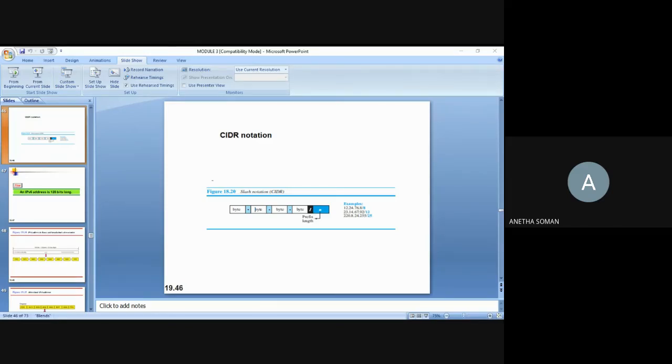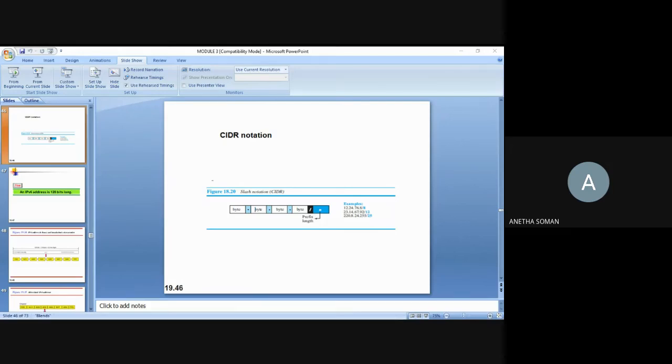After that, you saw the importance of blocks. How many blocks does each class consist of? What is the total number of addresses available in each class? Now, what is the drawback in class A, class B, and class C? In order to overcome that, you use the concept of supernetting and subnetting.